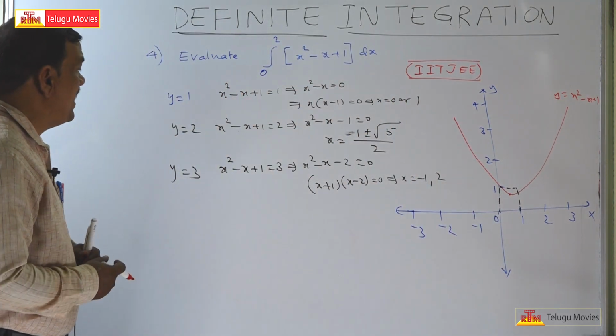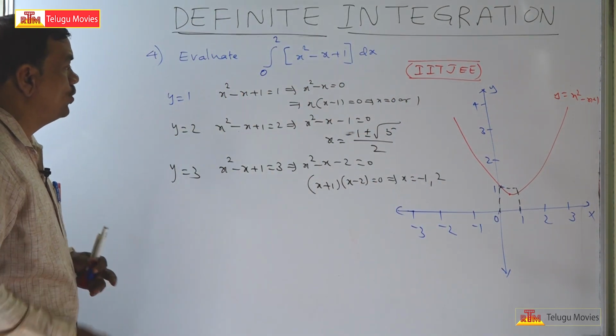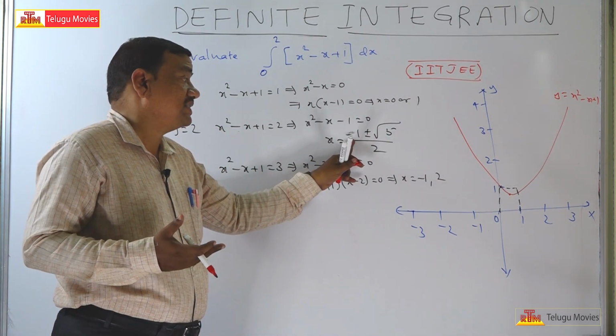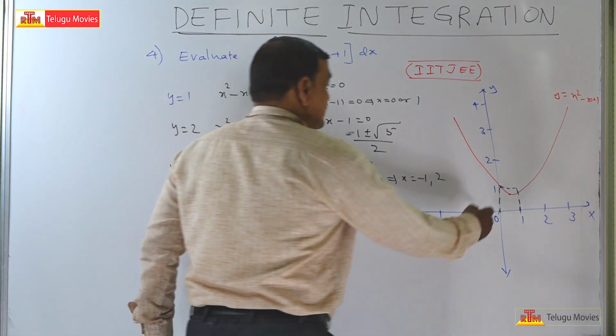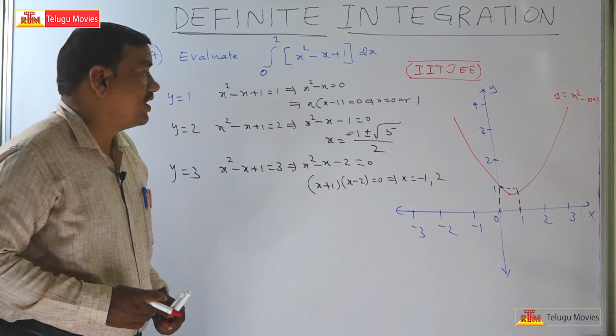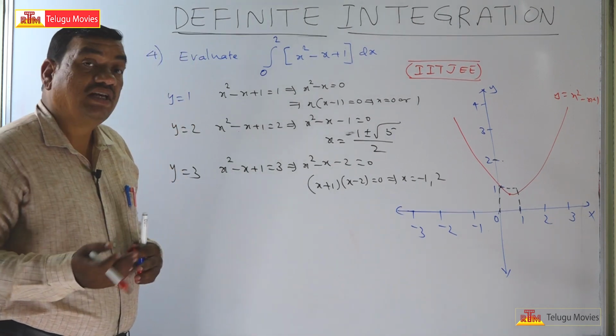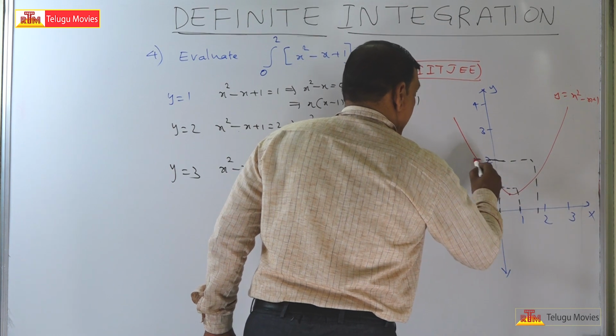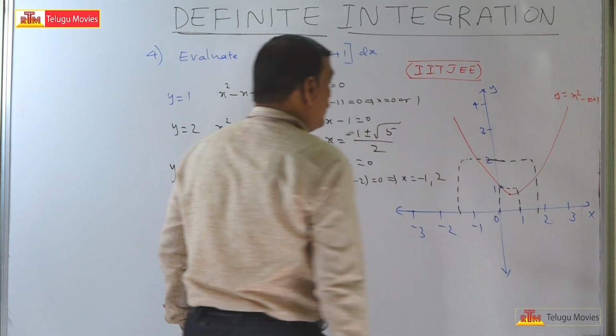If it is y equal to 2, x ranges from (1 plus or minus root 5) by 2. That means if it is x equal to 2, then (1 plus or minus root 5) by 2 is something less than 2 only. So here you will get values.